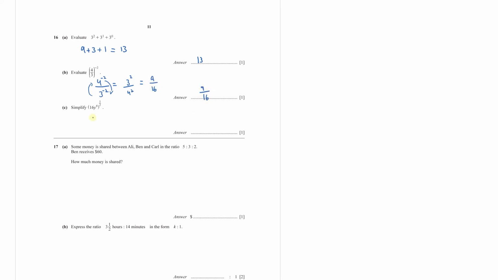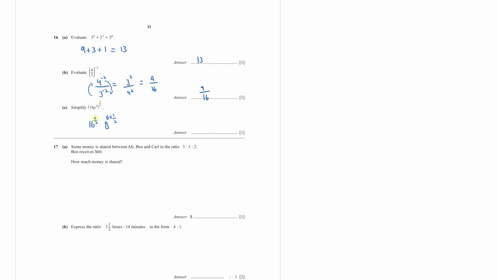9 over 16. And then we have to simplify this. So you bring the power inside the bracket. So you get 16 power 1 by 2, and then y power 6 times 1 by 2. Since you bring the power in, you have to multiply the existing powers with 1 by 2.